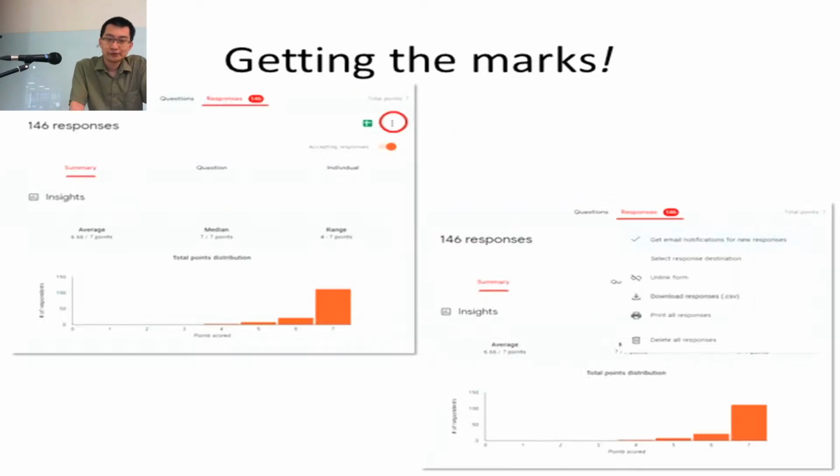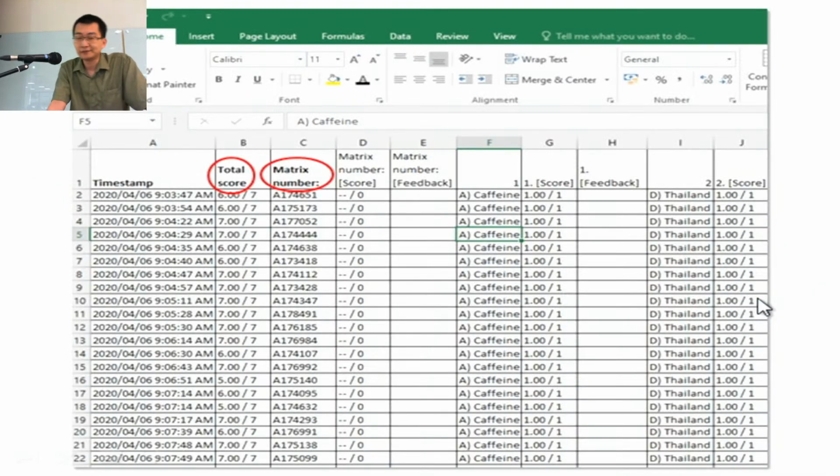Okay, so next is the best part, how to get the marks. After all the students have answered, we can look at the responses, which will be updated here. You can see 146 responses. This is my pilot that I did with Dr. Nasri last time. After that, you need to look for these 3 dots here. Click on the dots, then download responses. Download to the hard disk. And this is how it looks like.